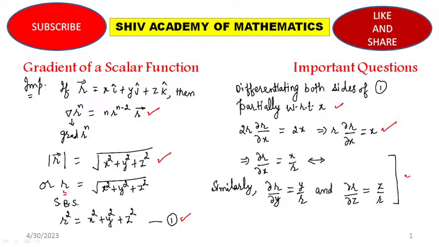So keep in mind these three values: del r by del x is x by r, del r by del y is y by r, and del r by del z is z by r. We have to make use of these three values.